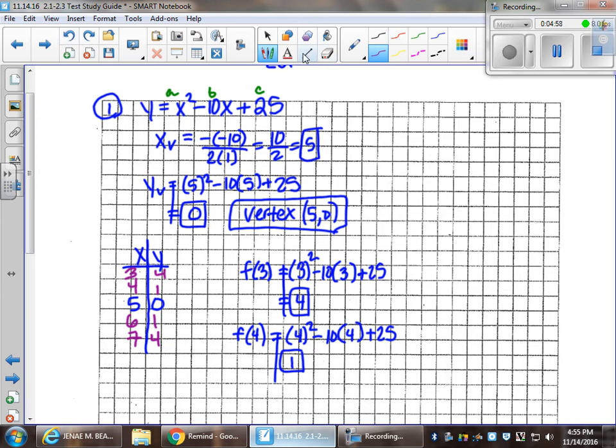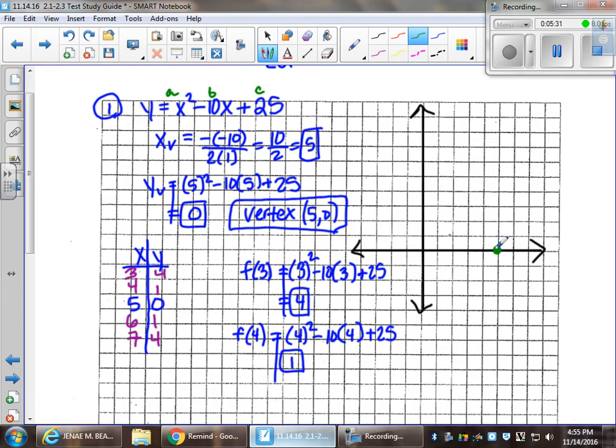So make sure we're working with a straight edge to make it nice and neat. My vertex is at 5, 0, 1, 2, 3, 4, 5. And then let's finish graphing all of those points. So go ahead and pause, you finish graphing and I'll graph, and then we'll compare.